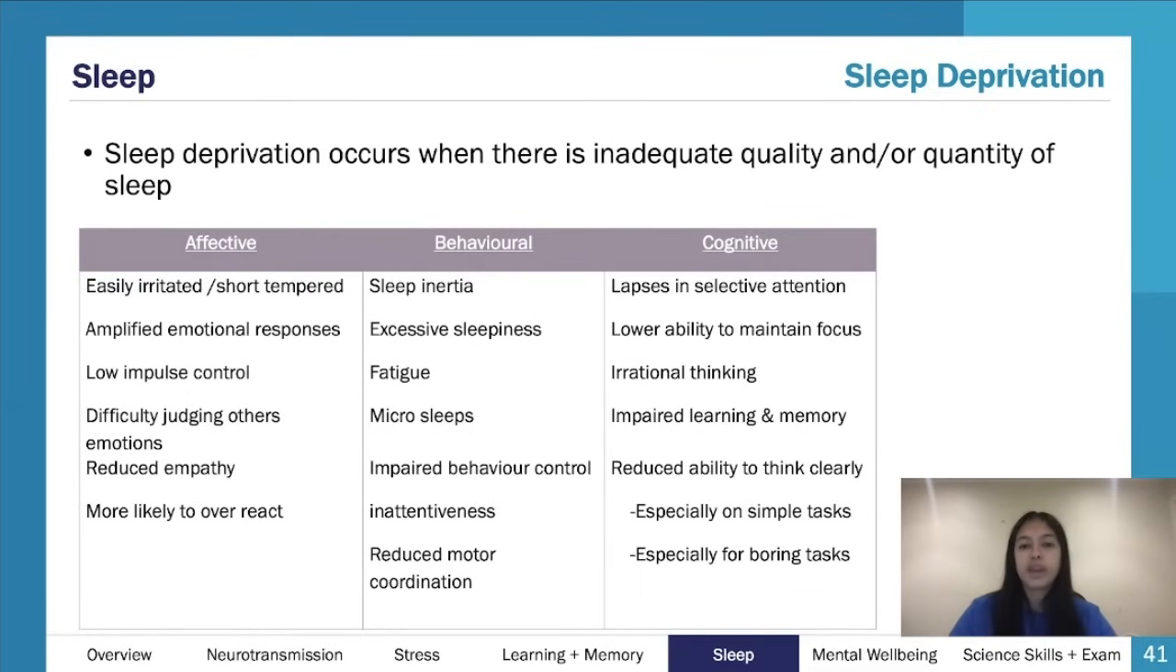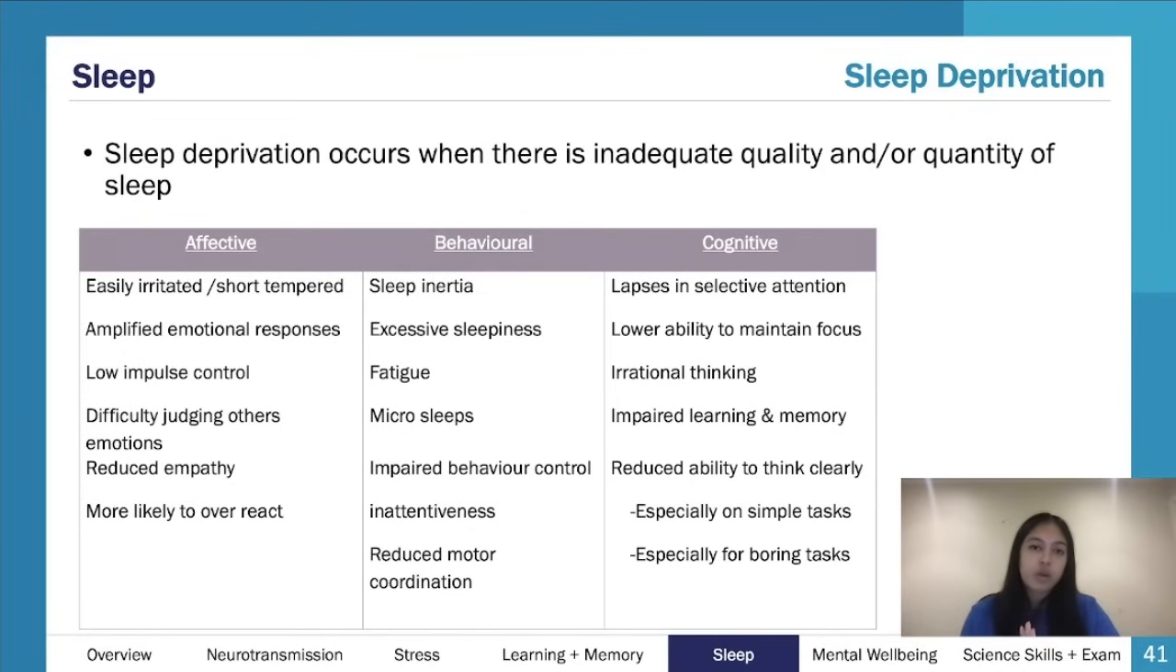Going on to your sleep deprivation. This is when we have inadequate quality, so maybe we're not getting all of the stages that we're meant to be getting in terms of NREM and REM, or quantity, so just not getting enough time and therefore not enough REM or NREM. But they lead to these different changes and you have to know it in the context of your affective, your behavioral and your cognitive. So your affective is when we think about our emotions, behavioral, cognitive, your thinking.